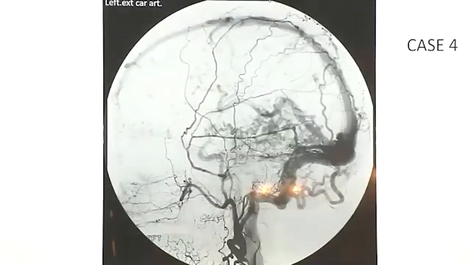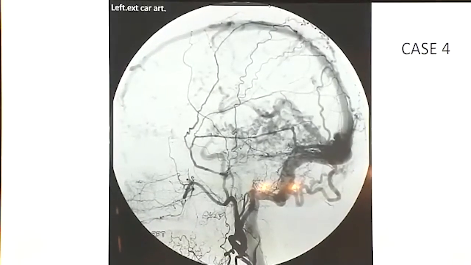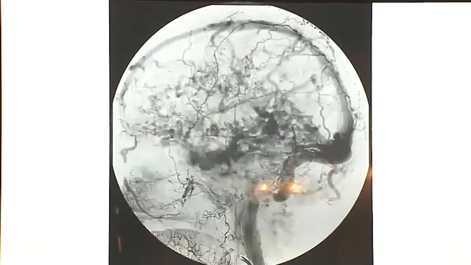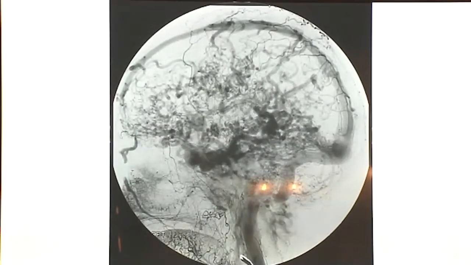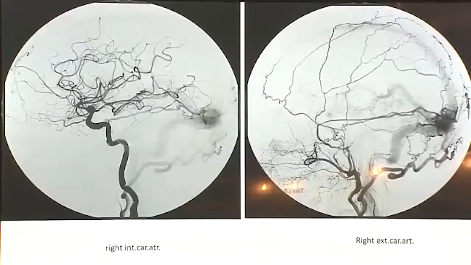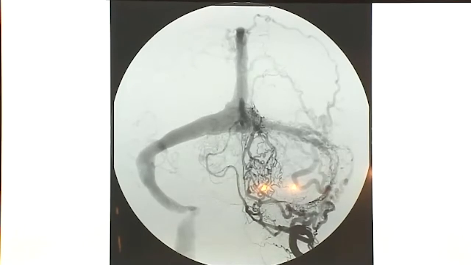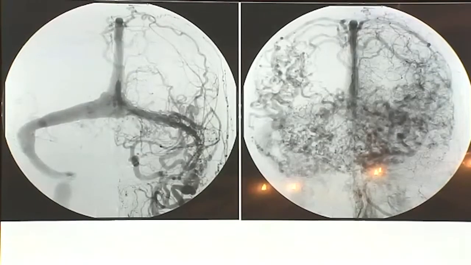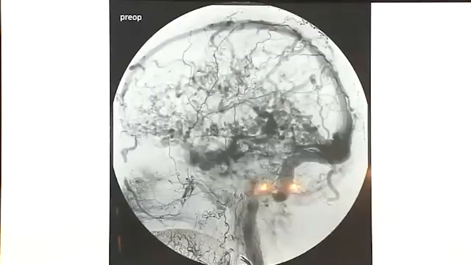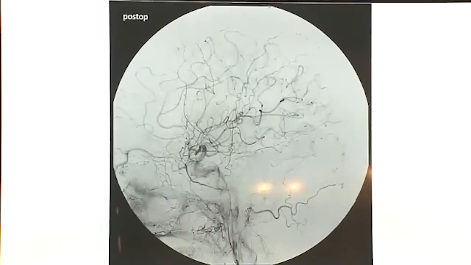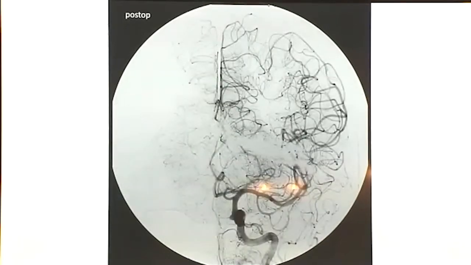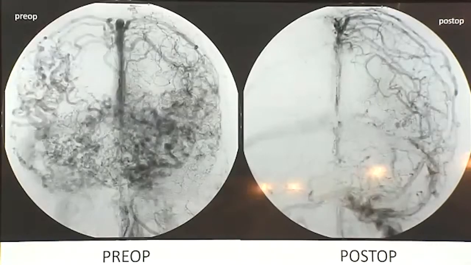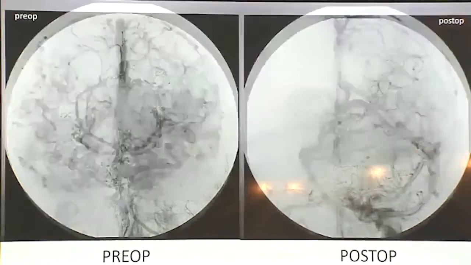So the next case is a dural fistula, not very big, but look what happened with the venous system. This is a small fistula. This is the vertebrobasilar system, and you can see the posterior cerebral artery has a dural branch. And the same situation, typically occlusion of the transversus sinus and sigmoid sinus. And after occlusion of the dural fistula, you can see the result and normalized venous system after treatment.